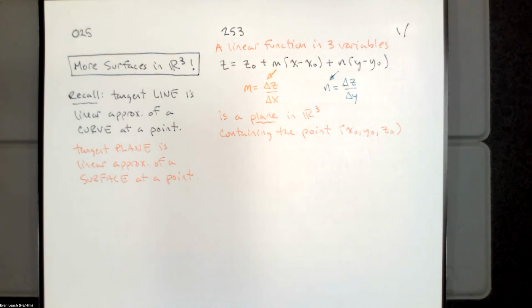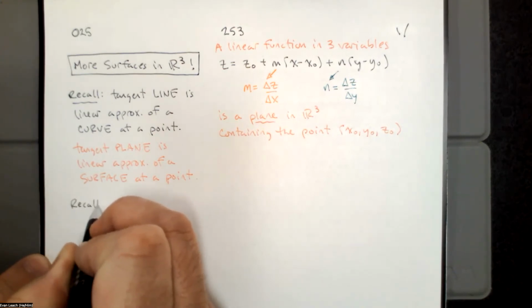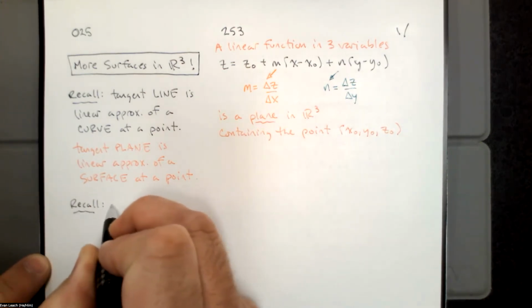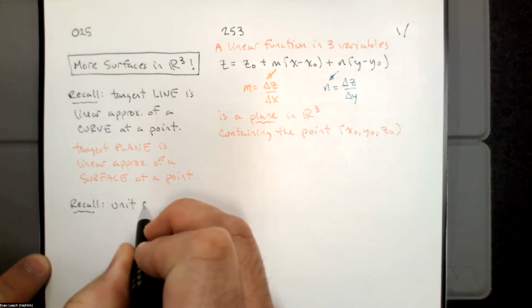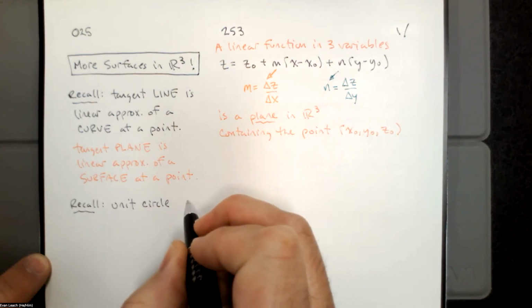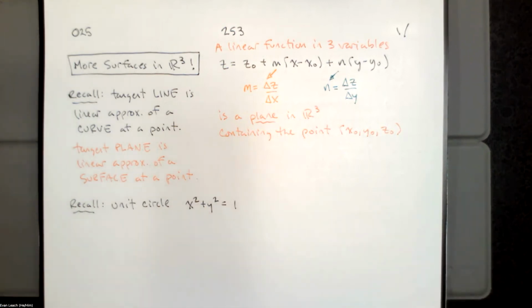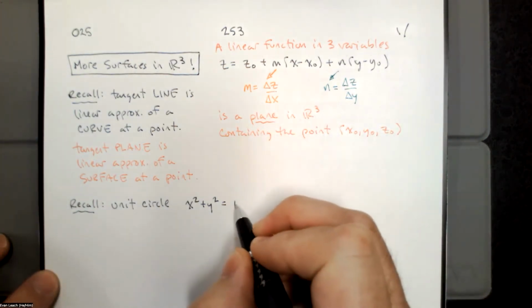So let's grab a surface. Let's grab a curve that we're familiar with, and we know how it adapts, right? So let's grab ourselves, recall, a circle. You know what? I don't want to use a unit circle. I want to bring in the radius.